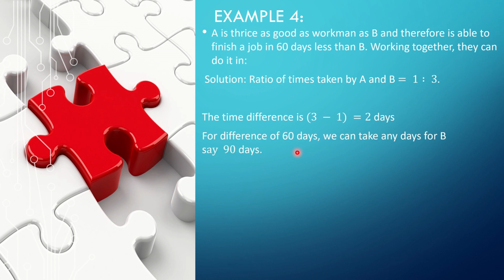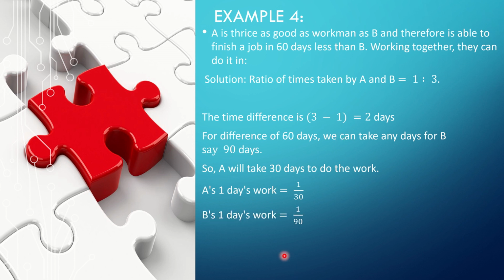So for the difference of 60, if we assume any time for B, let's suppose that's 90, it could be 100, it could be 120, it could be any number, and then by taking the difference, A will be able to do that work in 30 days. Okay, because the difference should be 60.